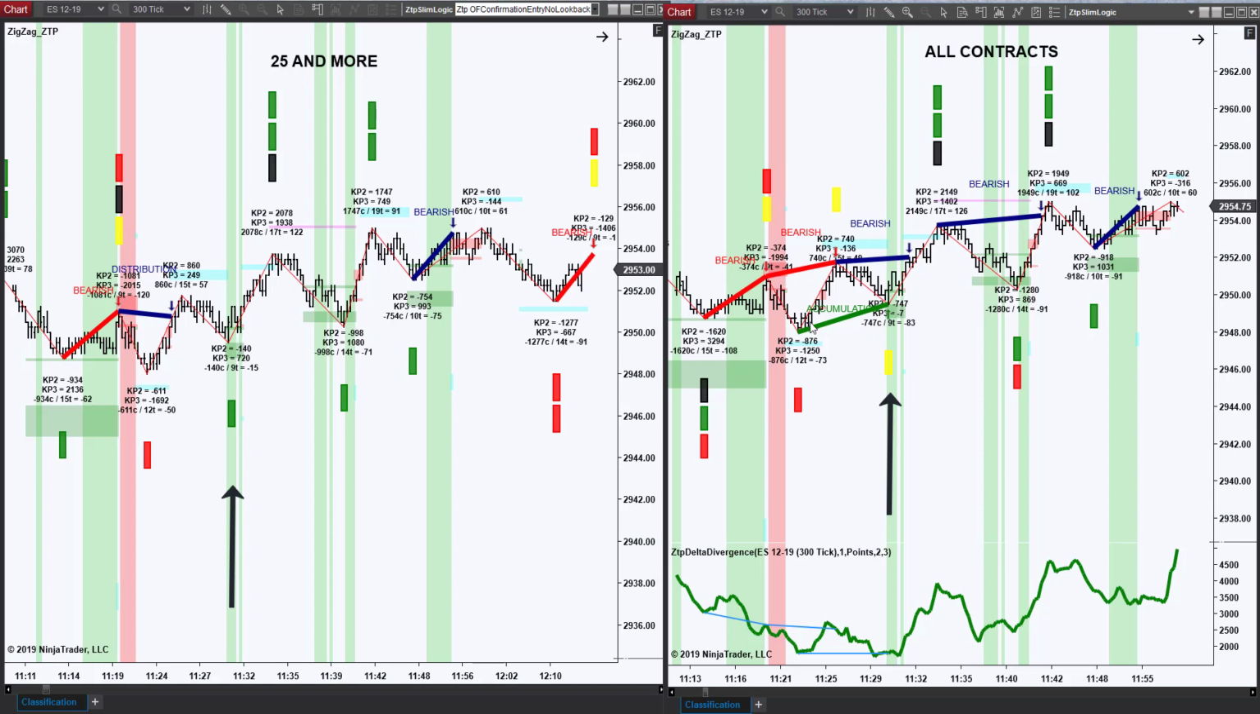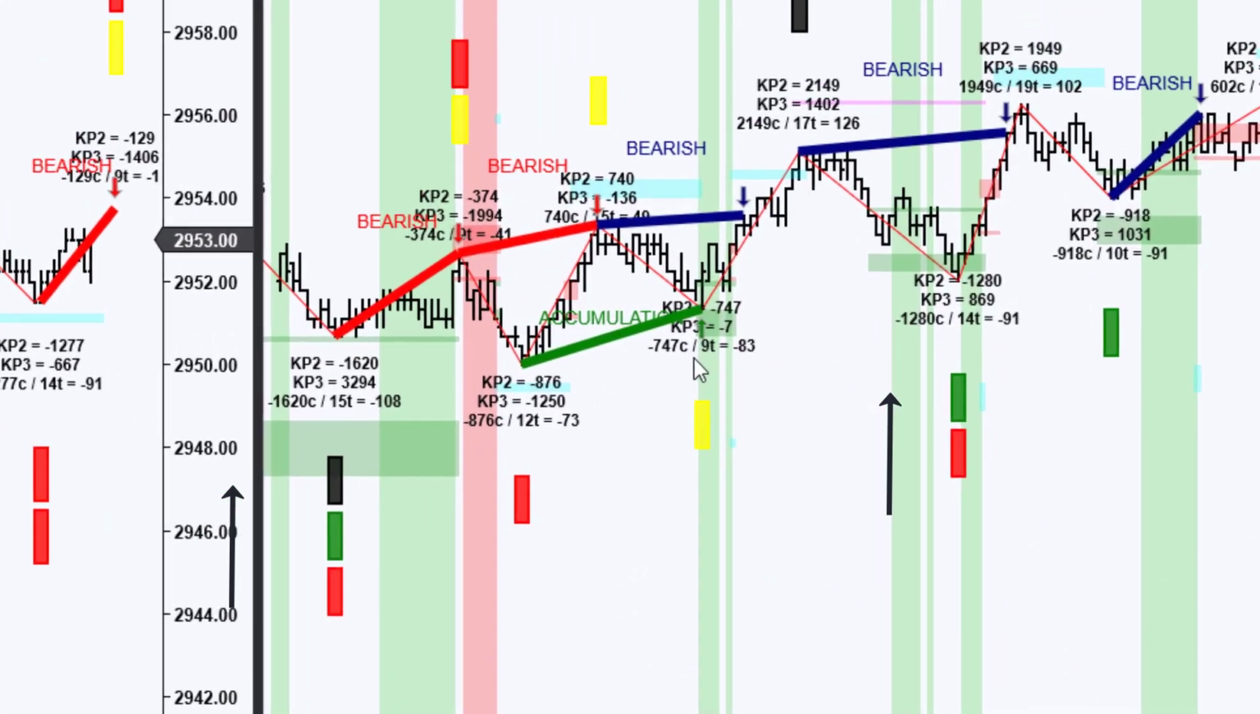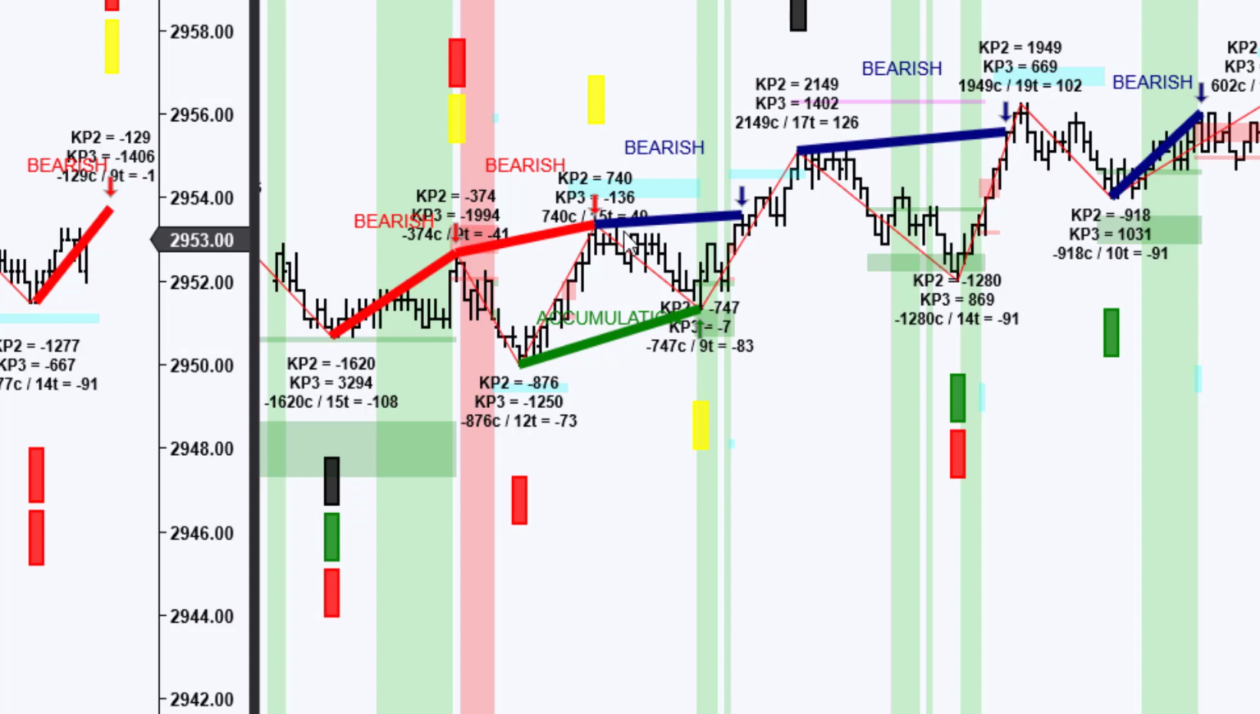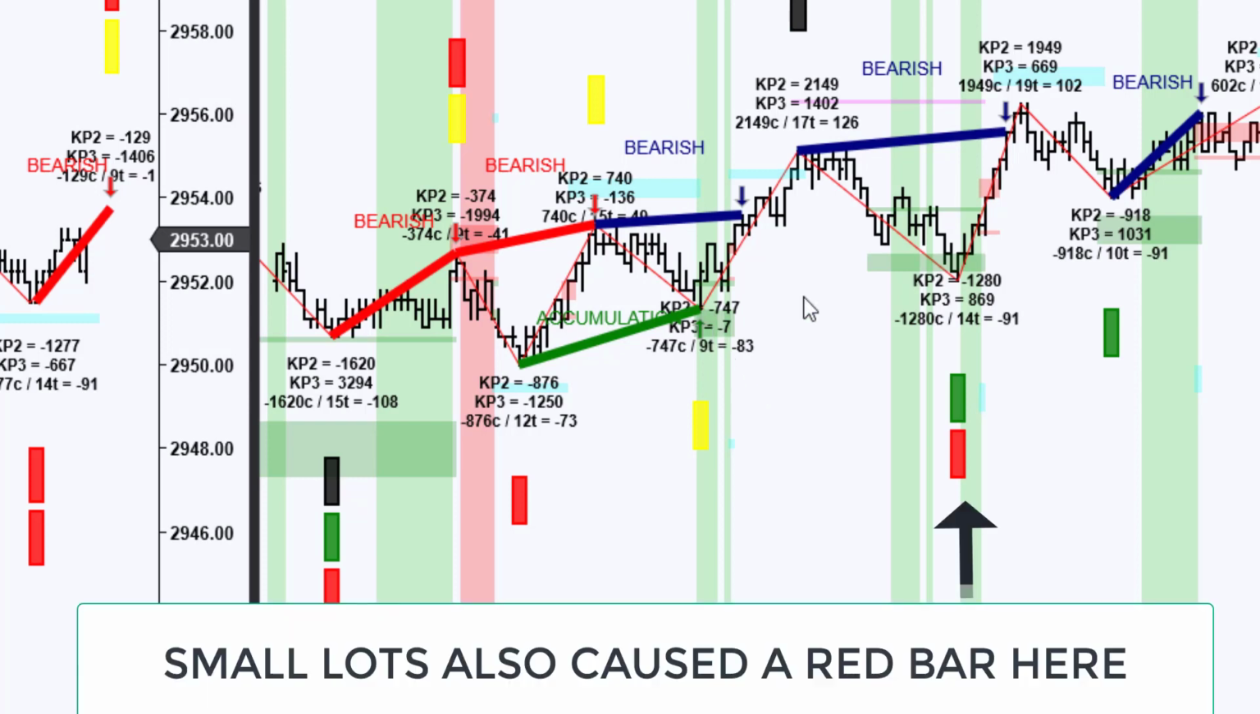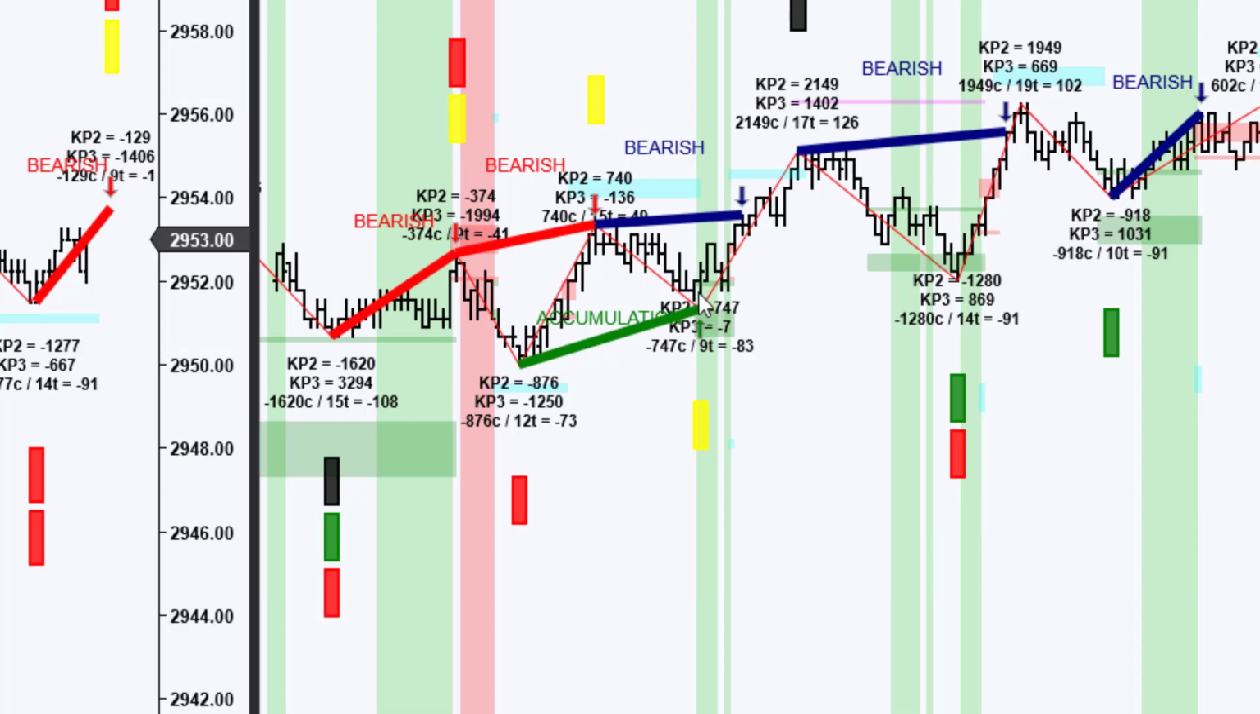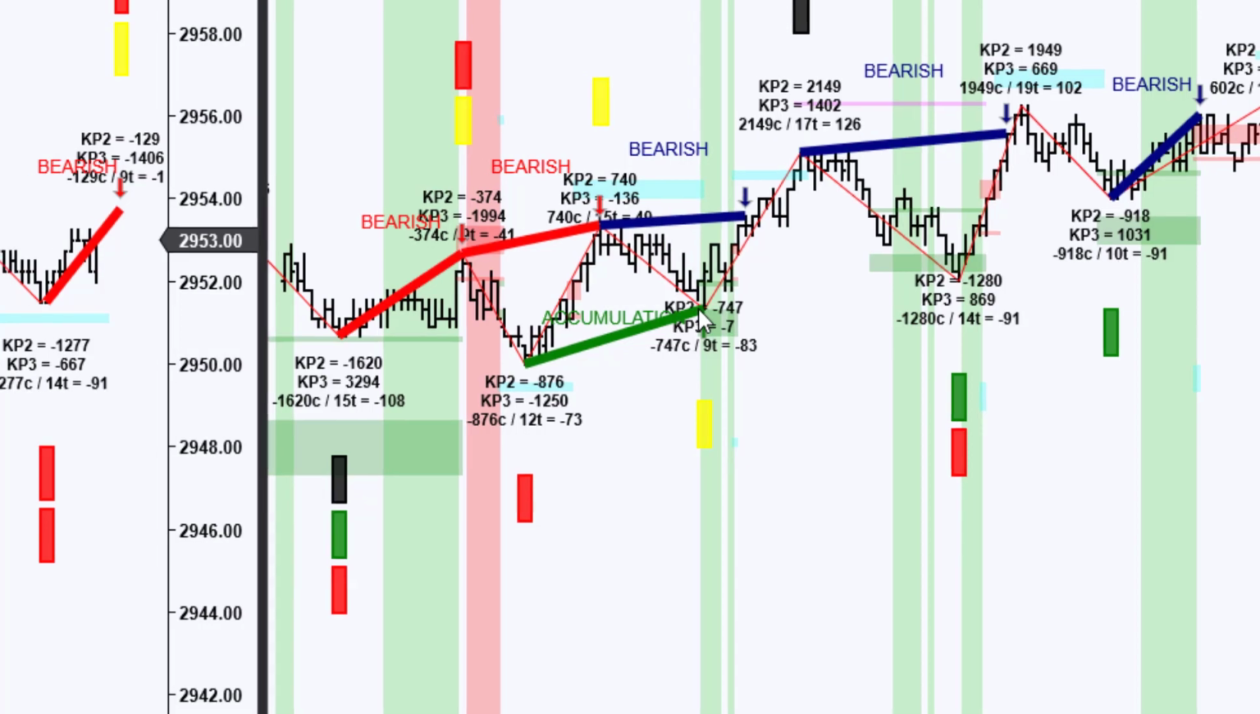But when we look back at all contracts, we see that we were picking up a combination of a lot of small lot sellers, and that didn't give us any delta between the low put in here and the low put in here. It was only a -7. So instead of a positive 720, which we saw on the 25 or more, we had only a -7. And as you can see, the accumulation was picked up there to go along with the long trade pattern and the order flow. So a few differences there.